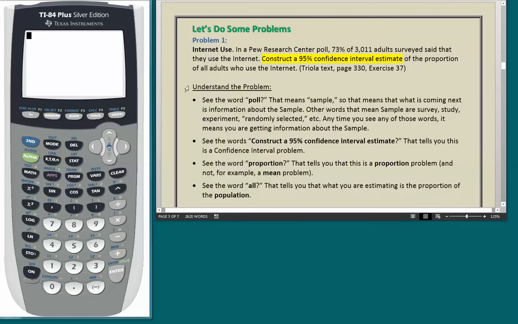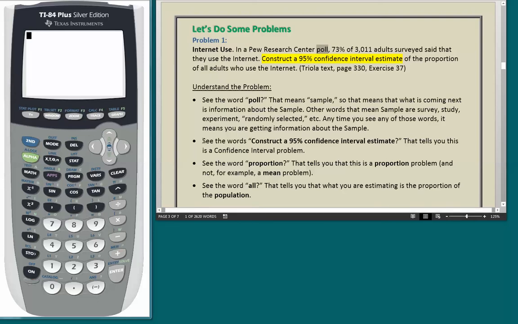The first thing we want to do is to understand the problem. And we're going to go through it real slow, step by step, and see how we do that. You see the word poll. It's right there. Poll means sample. So that means that what is coming next is information about the sample. Other words that mean sample are survey, study, experiment, randomly selected, etc. Anytime you see any of those words, it means you are getting information about the sample.